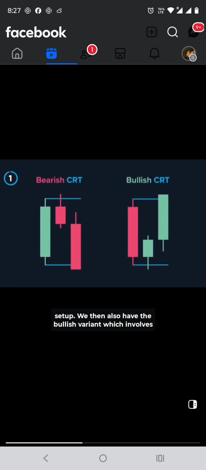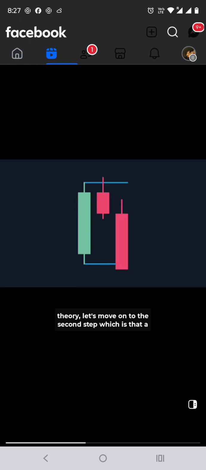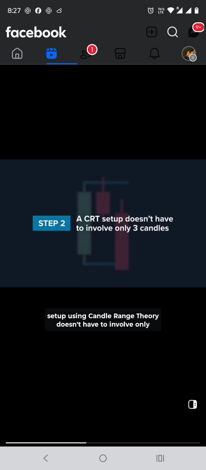We then also have the bullish variant, which involves the same fundamentals, except we are looking for manipulation on a bearish candle's range low, with the target being its range high. So now that we've covered the basics of candle range theory, let's move on to the second step, which is that a setup using candle range theory doesn't have to involve only 3 candles.